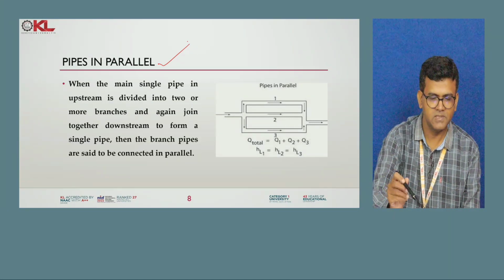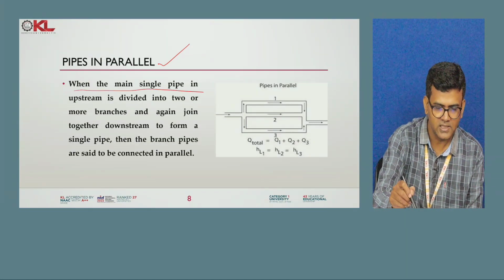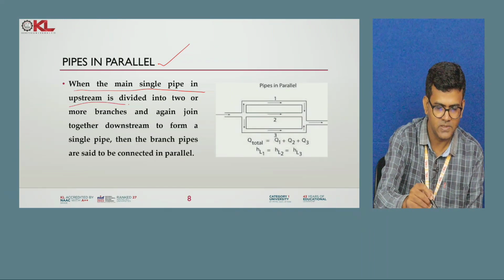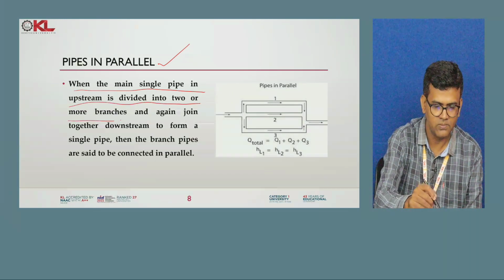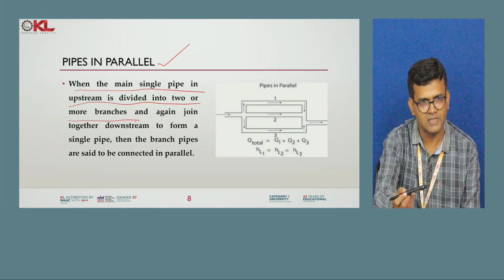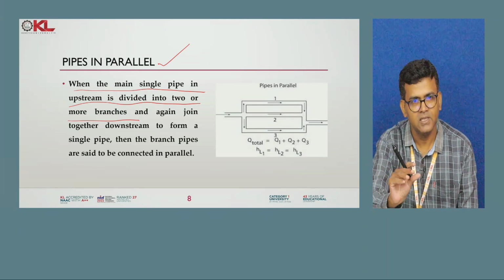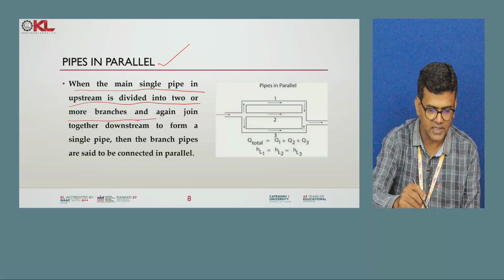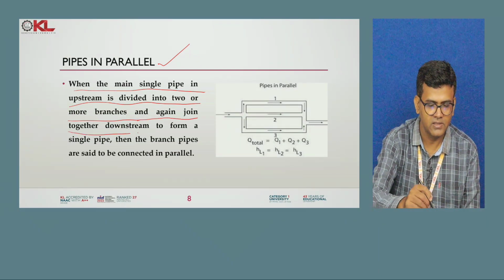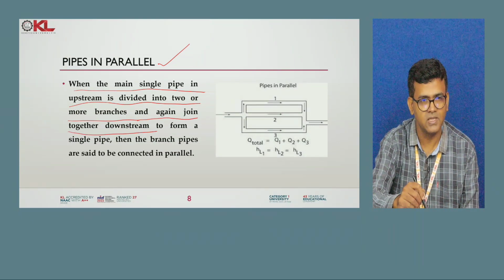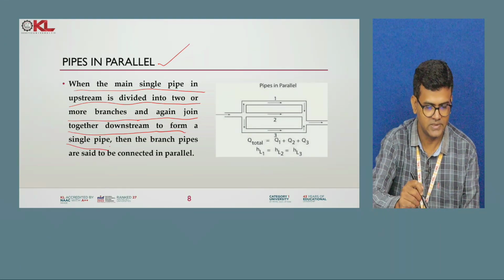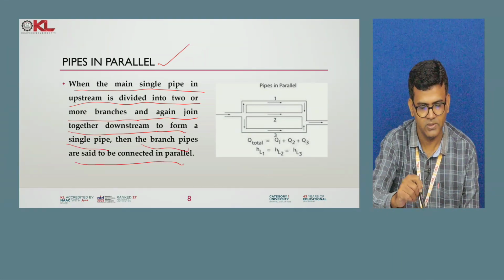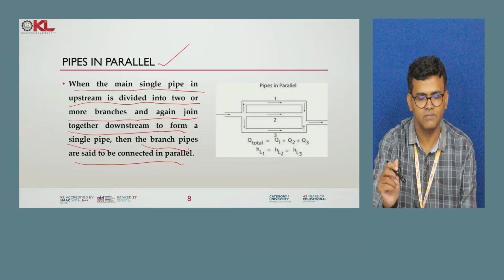Pipes in parallel means that when a single main pipe in the upstream is divided into two or more branches, and then the branches join together again downstream to form a single pipe, the branch pipes are said to be connected in parallel.